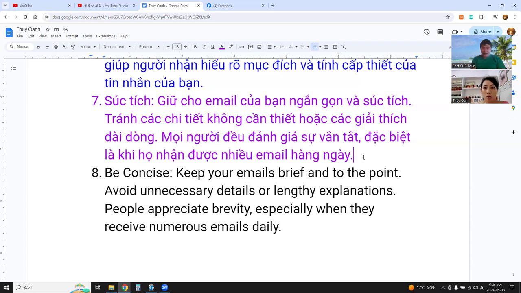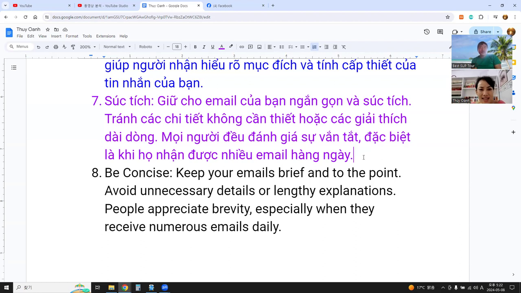Can you read again the second drop? Tránh các chi tiết không cần thiết. Yes, okay, nice.